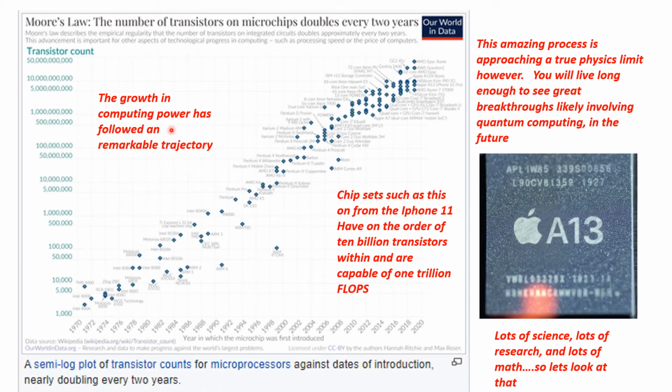The growth in computing power has followed a remarkable trajectory shown here, and this is known as Moore's Law after Gordon Moore, one of the co-founders of Intel Corporation. Basically, Moore postulated that the number of transistors on microchips will double every 2 years. And you can see that's done that. It's even more remarkable if you realize that this is a semi-log plot. The y-axis is logarithms of those, so it really is even more dramatic than what you're seeing here.